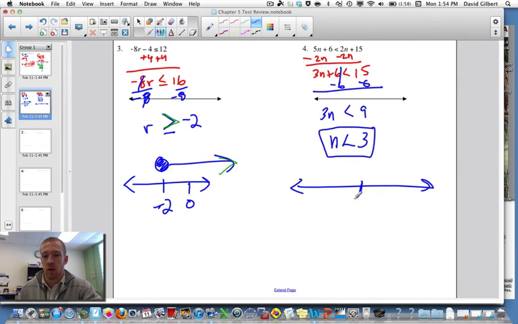There's my 3, and less than 3 is going to be an open circle to the left. Alright, so there's the first 4.